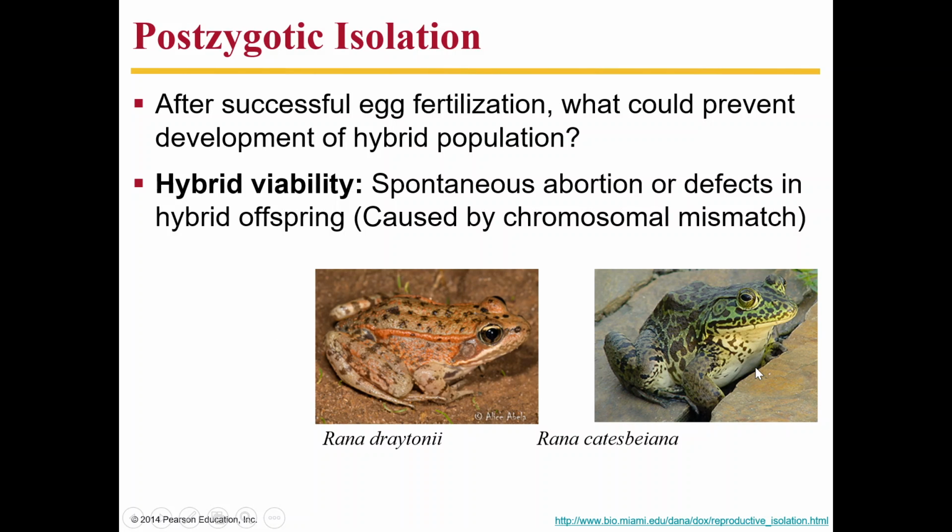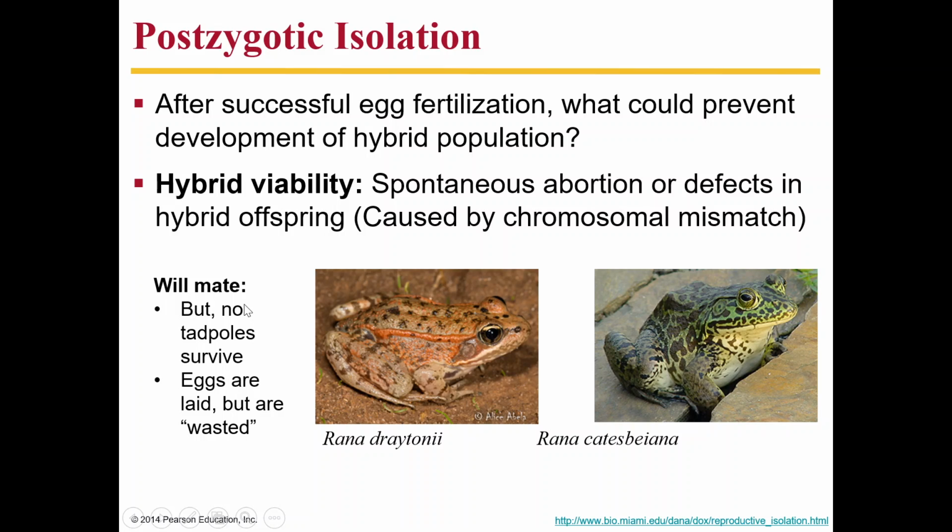So these two toads look really different, but toads don't really care who they mate with. So when they overlap, these two toads will mate. The problem is that even if they form zygotes, almost all of their fertilized eggs will eventually die. Okay? No tadpoles will survive. All of them spontaneously abort due to chromosomal mismatch, which means that this female will lay eggs, but they are essentially wasted, in the sense that you reduce the population by not being able to form hybrid offspring, or their hybrid offspring, when formed, will die quickly.